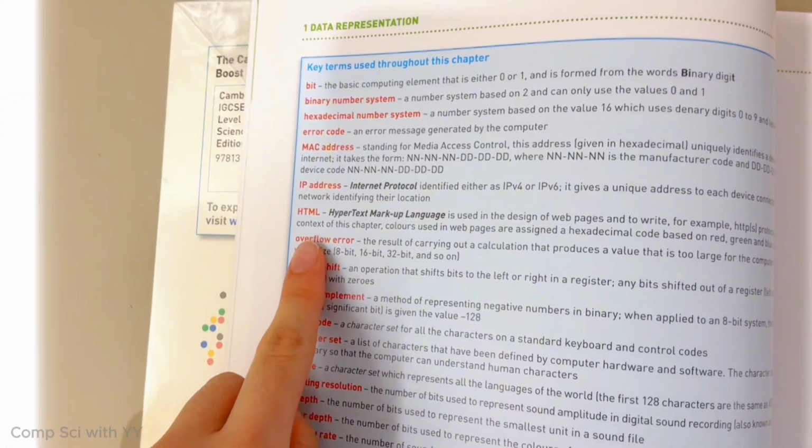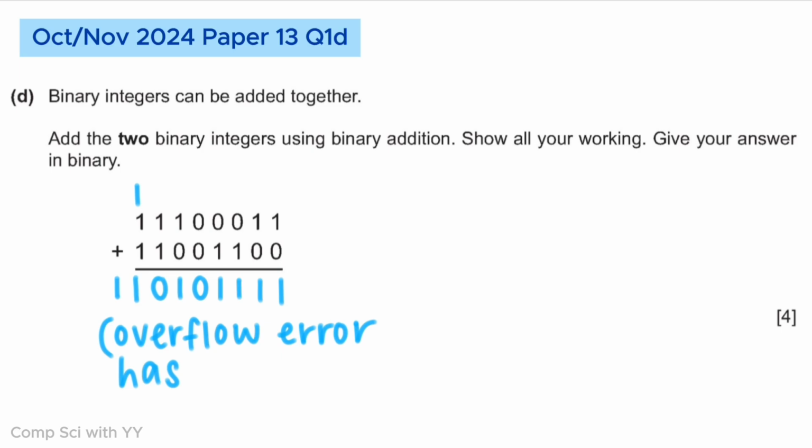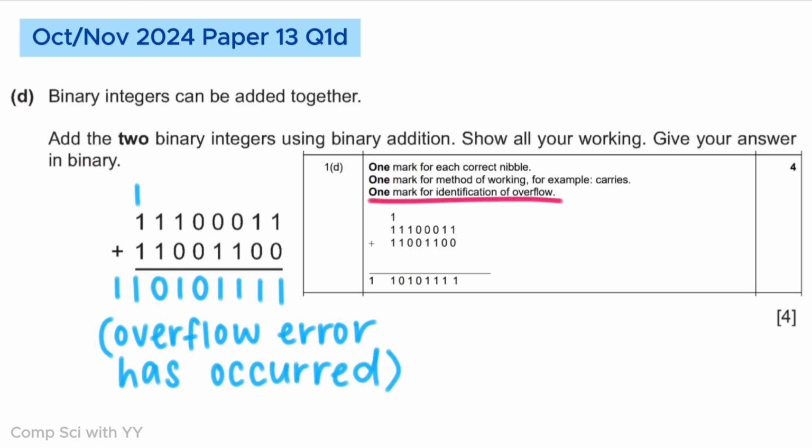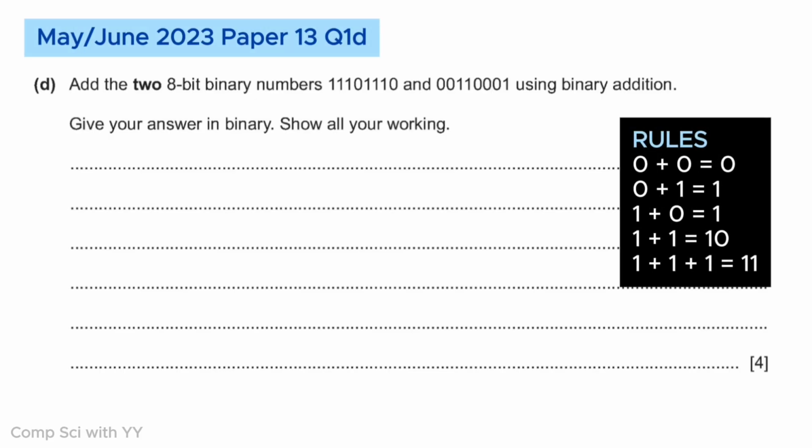Here's an example from a past year paper. After solving this, we can see that the answer is 9 digits. So over here, I'll write down that an overflow error has occurred. And as you can see from the mark scheme, you will get a mark for identifying this. If you want, you can pause the video here and try this past year question yourself. I'll show the mark scheme in 5 seconds.